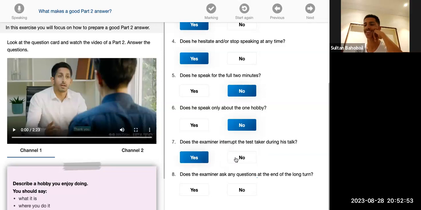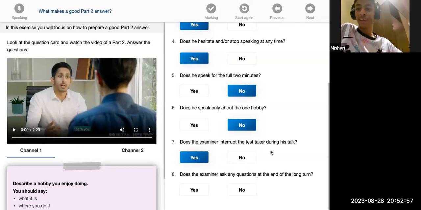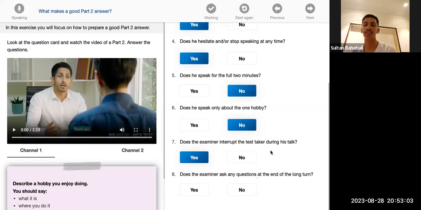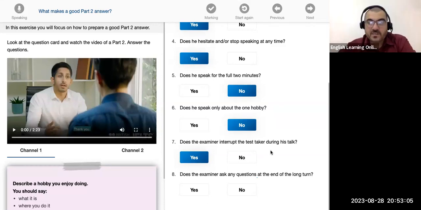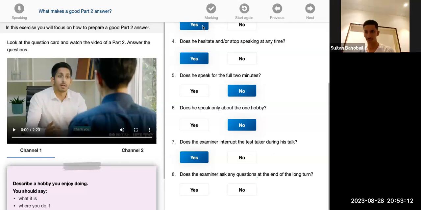It doesn't interrupt him. Does the examiner interrupt? Yes, he just asked him about how many times he plays football, after he finished. After he finishes, okay? So during the talk, there is no interruption from the examiner. Oh, no. Yeah, that's right.